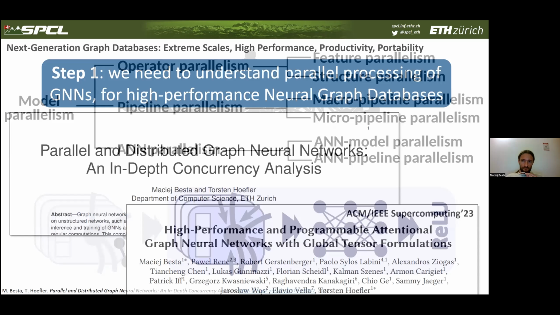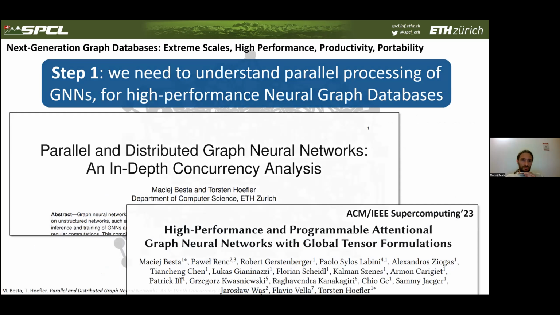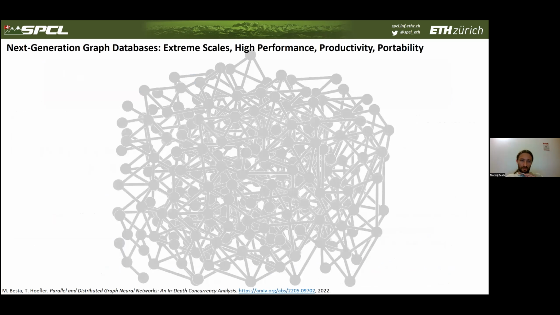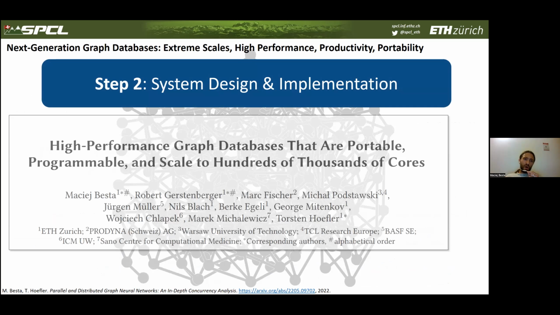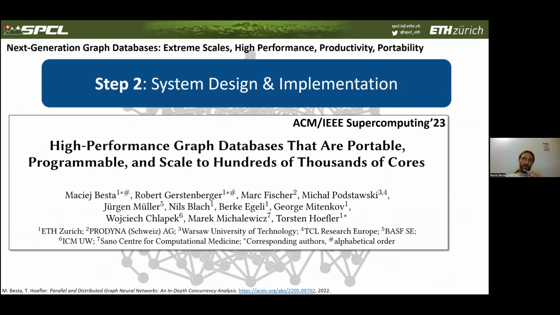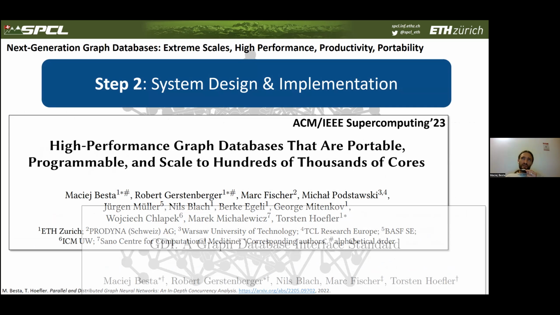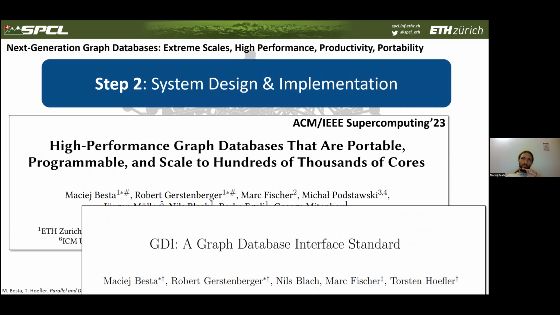I'm not sure if we have much more time, but if we do, I will just have two more slides about something more graph database related, namely system design and implementation. Because once we understand the parallelism, we of course have a lot of other things, like the actual graph database design, which includes ACID properties and the data model itself, and how to implement it in the distributed setting.